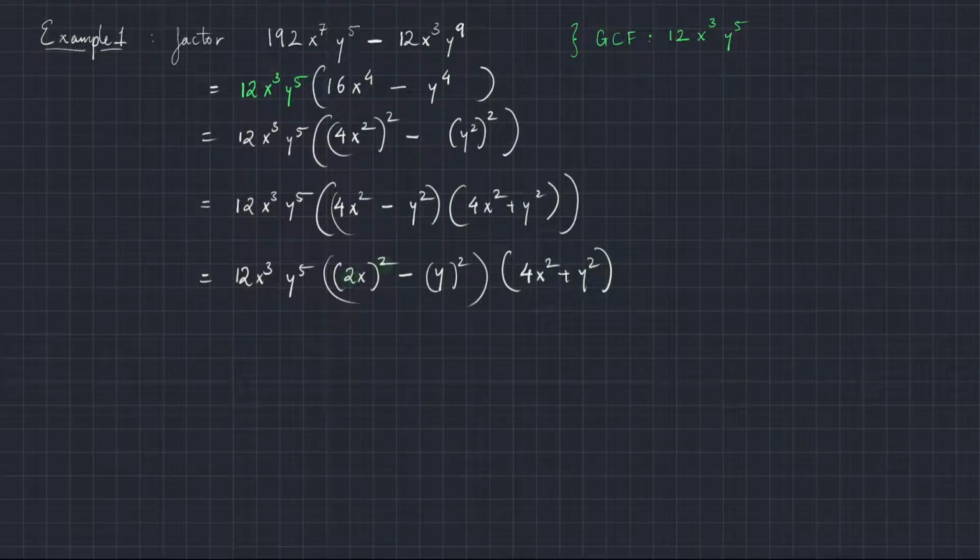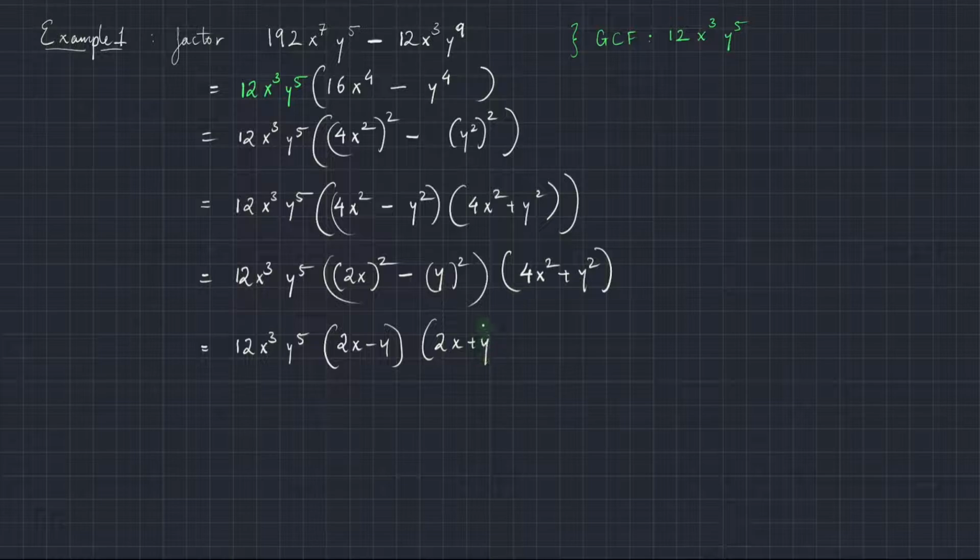Again, 4x squared minus y squared can be factored into 2x minus y times 2x plus y. And so our final form, our fully factored form, is going to be 12x cubed y to the 5 times 2x minus y, 2x plus y, times 4x squared plus y squared.